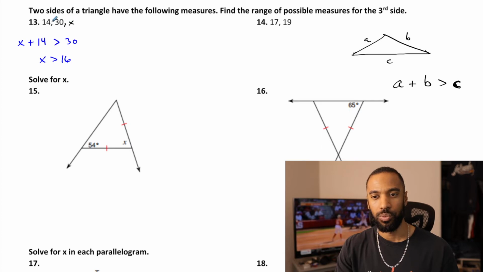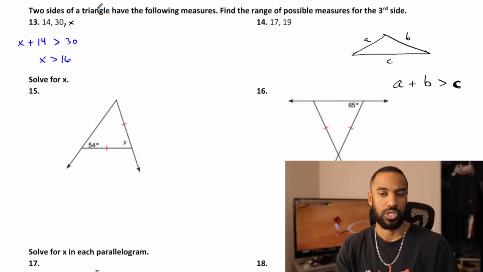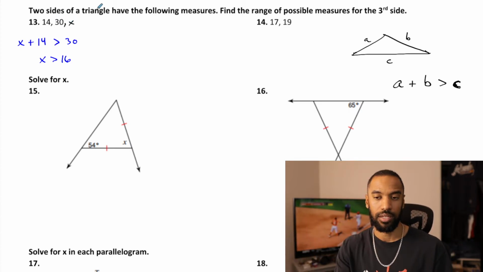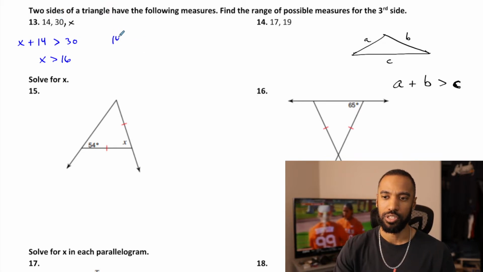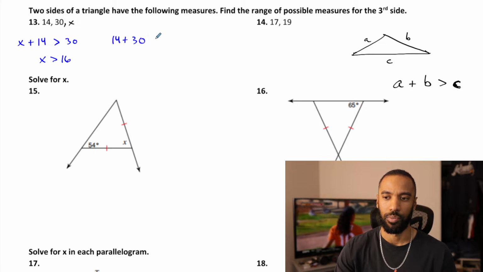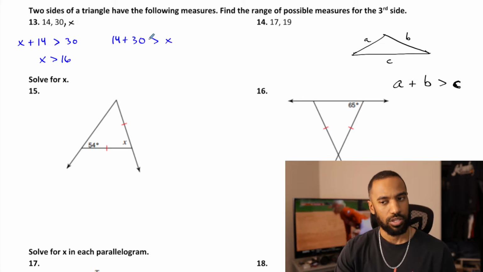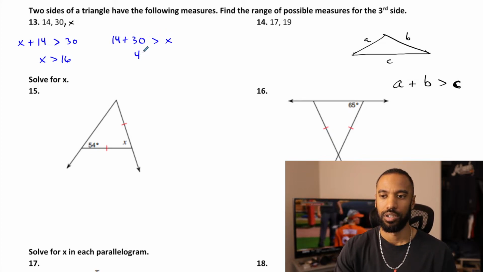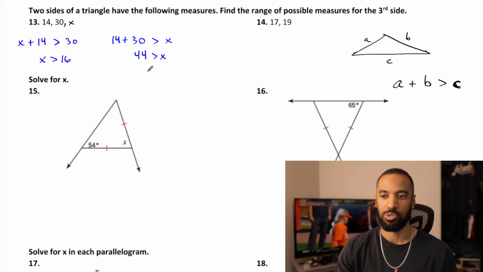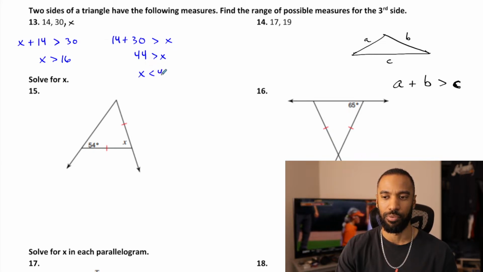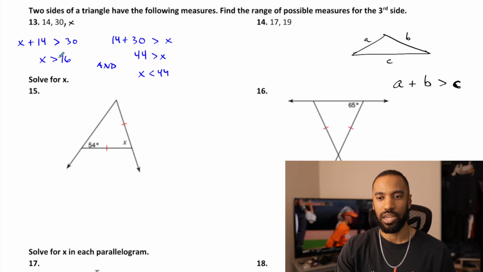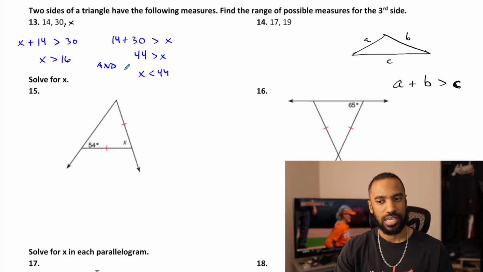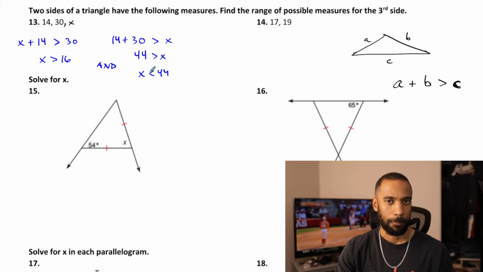But it also can't be too long. Consider if x was a longer side, like, could it be 40? Yeah, because 14 plus 30 is greater than 40. How big can it get? 14 plus 30 has to be greater than the number, whatever it is. What is 14 plus 30? Well, it's 44. So 44 has to be greater than x. Better yet, x has to be less than 44. So there's kind of an and scenario here. x needs to be greater than 16 and yet less than 44.